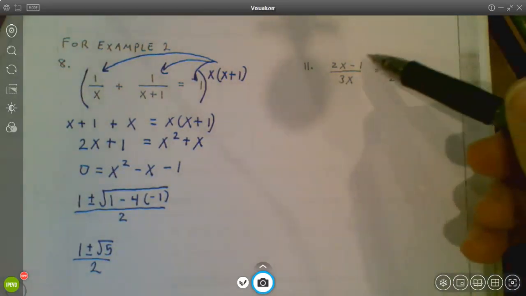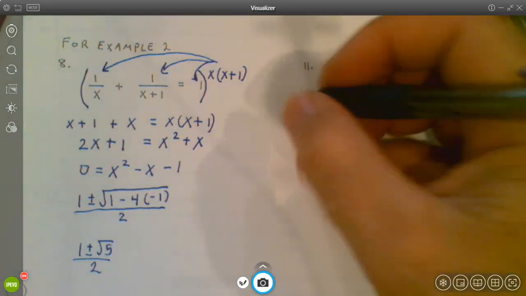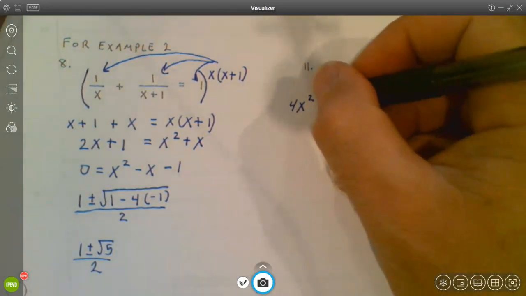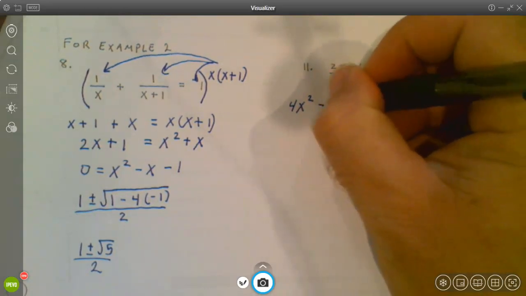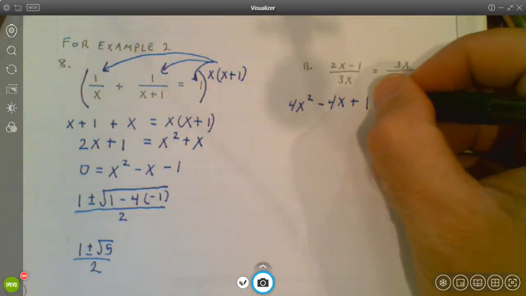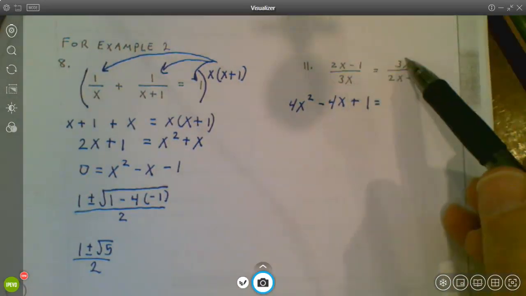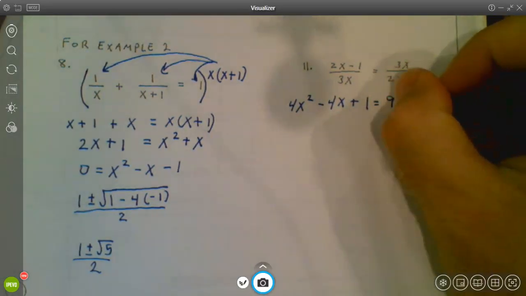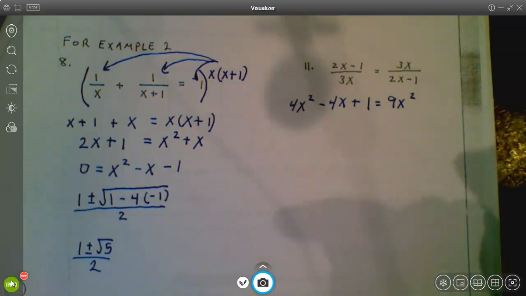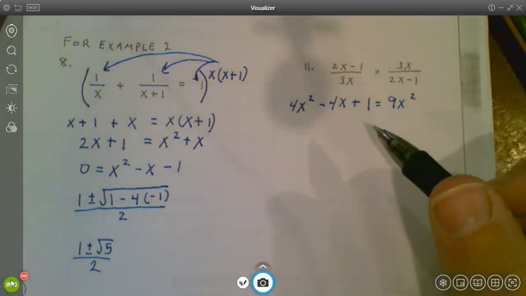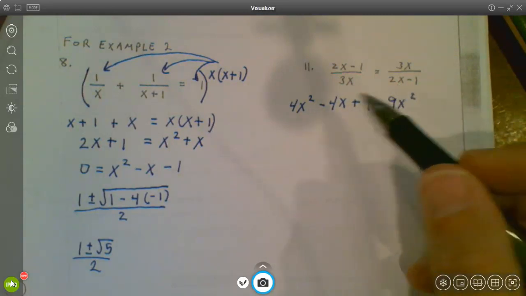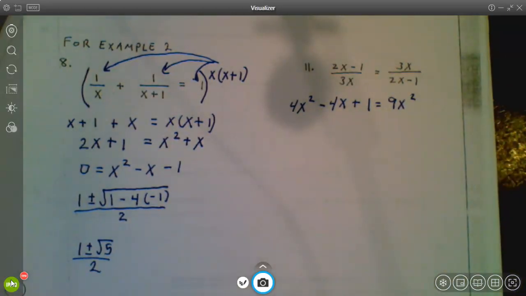So I'm going to multiply my 2x minus 1 times 2x minus 1. Let's see, 4x squared minus 4x plus 1. So I got that on one side, and on the other side I am doing 3x times 3x, so 9x squared. Always good to keep in mind values for x that we could not use. It cannot be 0, cannot be 1/2. So keep that in mind. If we end up with either one of those, we have to throw that answer out.